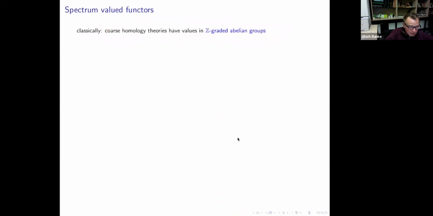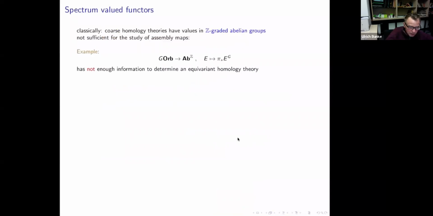And note that this is not sufficient to study assembly maps. For instance, if we consider this functor on the orbit category from some previous slide, but only remember the homotopy groups of the values, this is not enough to determine an equivariant homology theory. By Elmendorf's theorem, we really need EG as a spectrum valued functor. If we forget the spectrum valued functor, then it's not enough.